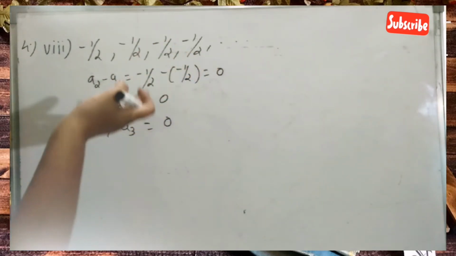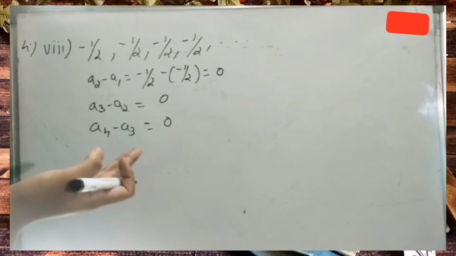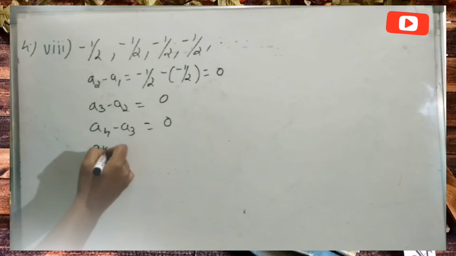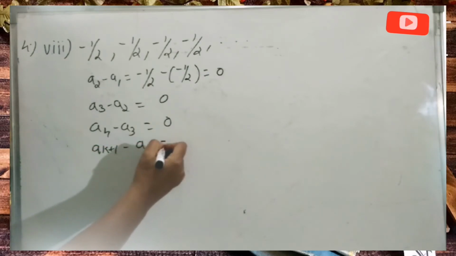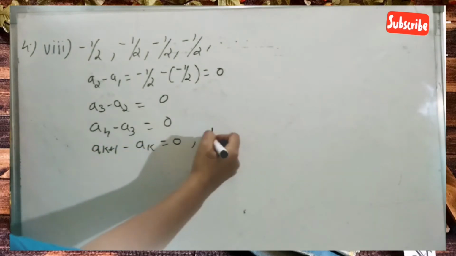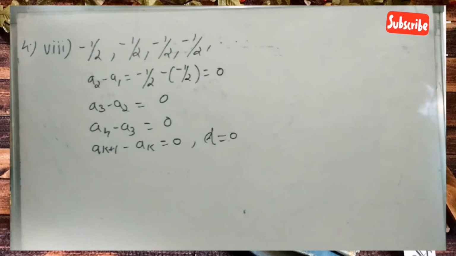And here we have the same difference for all the consecutive terms. So a(k+1) minus a(k) is equal to 0, or d equal to 0, thus it forms an AP with common difference d equal to 0. Then what will be the next three terms? That is also minus 1/2.